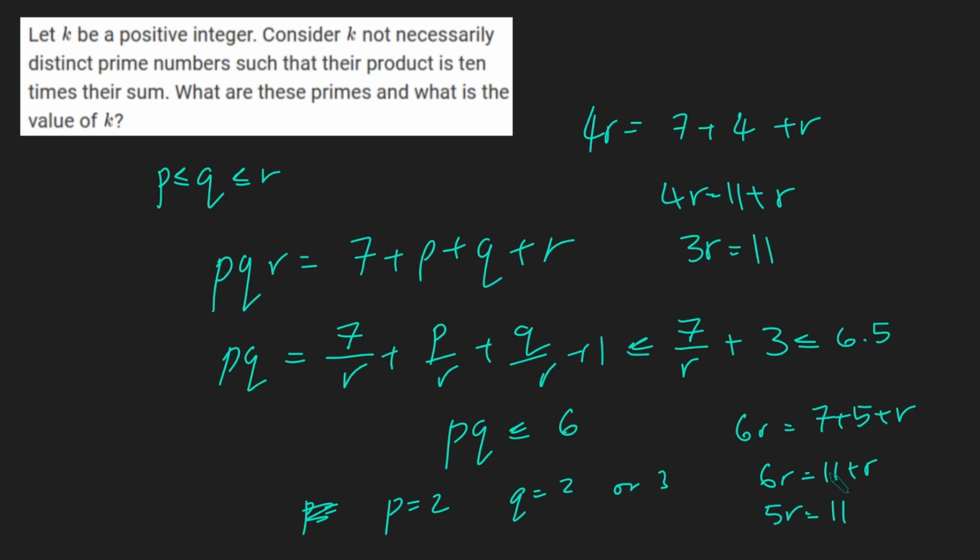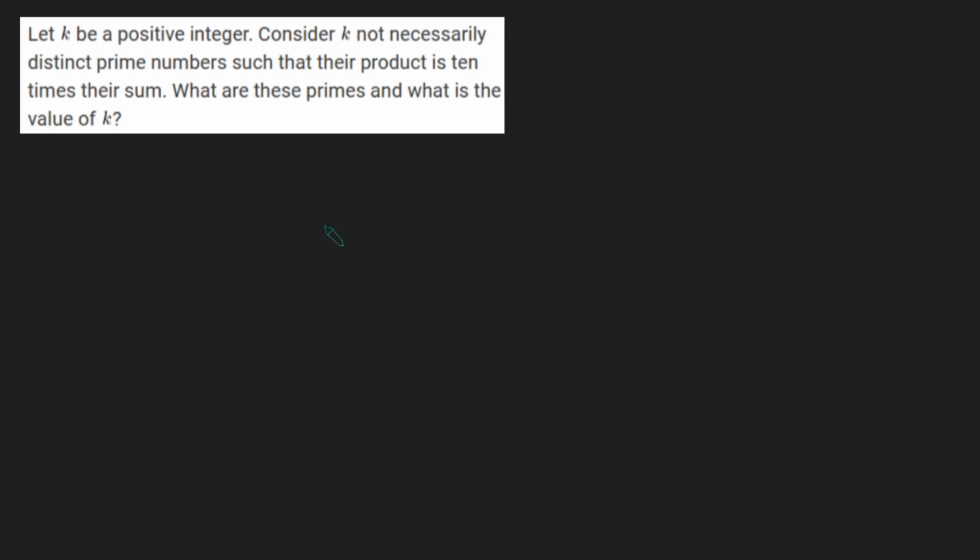but we still have to check that it does work, and so we need to find 4 prime numbers that multiply to give us 10 times the sum of those 4 prime numbers. Okay, so let's dive into k equaling 4. Again, we'll call the remaining 2 primes p and q, and again, without loss of generality, p will be less than or equal to q.